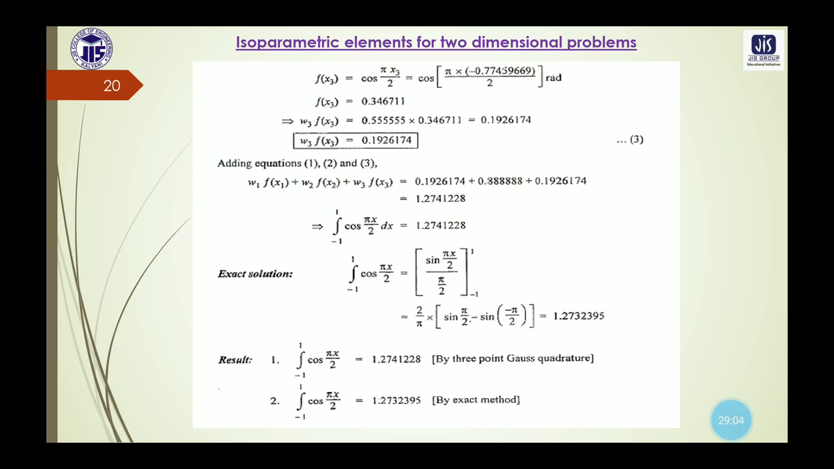Now we need to compare this value that we have got from the Gaussian quadrature process with the exact solution. So for the exact solution, we need to perform the simple integration, that is minus 1 to 1 cos pi x by 2, which is sin pi x by 2 divided by pi by 2, and the limit will be minus 1 to 1. So finally the value we are getting here is 1.273. So here you can see that the result which we got by 3-point Gaussian quadrature and by the exact method are almost similar.